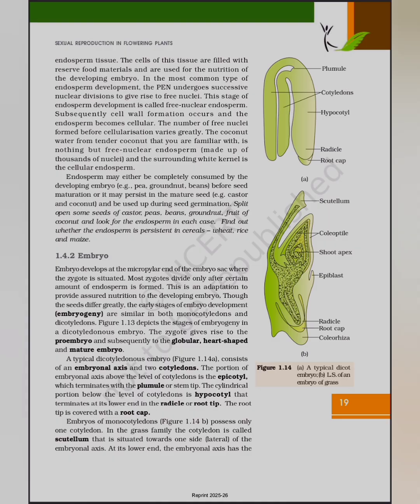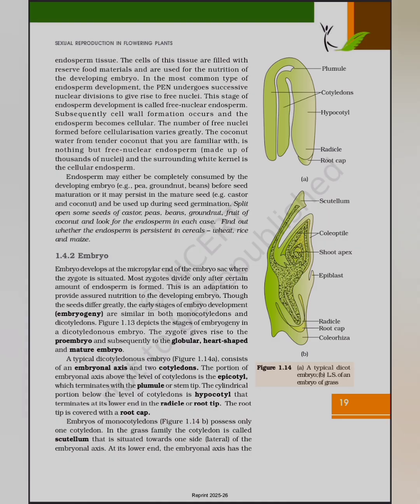Embryo. The embryo develops at the micropylar end of the embryo sac where the zygote is situated. Most zygotes divide only after a certain amount of endosperm is formed. This is an adaptation to provide assured nutrition to the developing embryo. Though the stages differ greatly, the early stages of embryo development, embryogeny, are similar in both monocotyledons and dicotyledons. Figure 1.13 depicts the stages of embryogeny in a dicotyledonous embryo. The zygote gives rise to the pre-embryo and subsequently to the globular, heart-shaped and mature embryo.